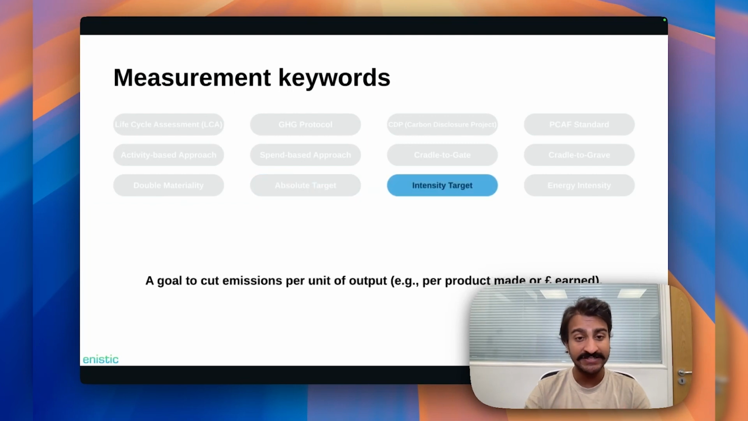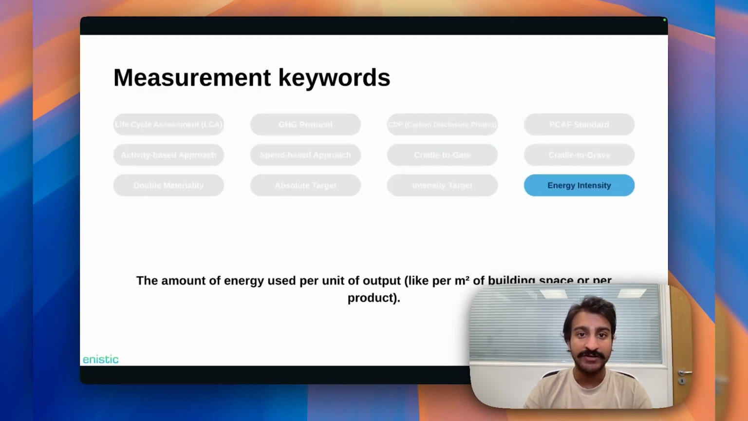Whereas an intensity target is a goal to cut emissions per unit of output, for example per product made or per pound earned. Usually we use absolute emissions and carbon intensity relative to absolute targets and intensity targets. Energy intensity is the amount of energy used per unit of output, like per meter squared of building space or per product. This is in kilowatt hours and not converted to carbon emissions.